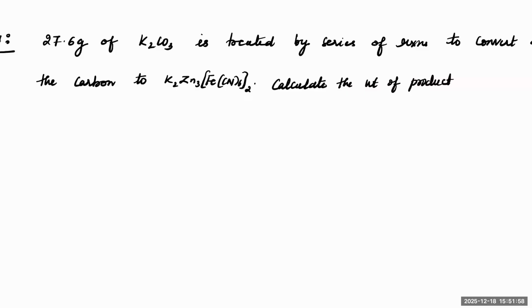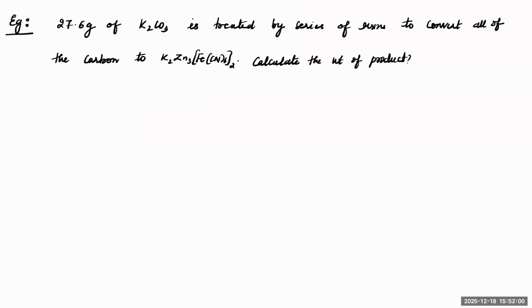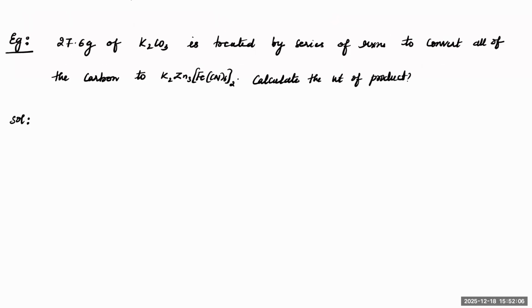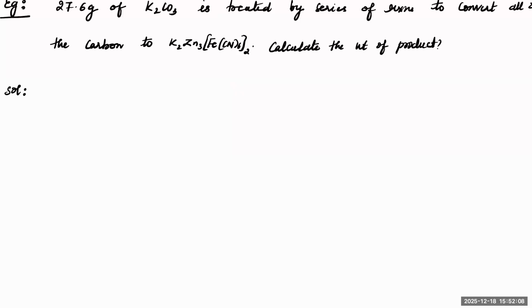Calculate the weight of product. Got it? Given, what are the other things given: molecular weight of K2CO3 is given as 138 and molecular weight of the complex is given as 698.